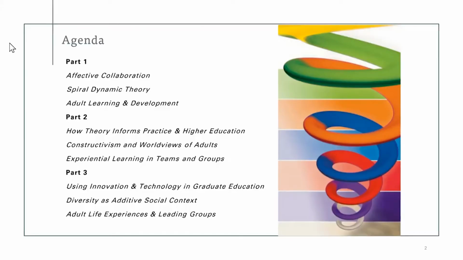Our agenda is going to begin in 3 parts. The first part, where I'm going to talk about affective collaboration, spiral dynamics in adult learning and development. Then that'll be followed by Pam's portion, where she'll talk about theory that informs practice in higher education, constructivism and worldviews of adults, and experiential learning in teams and groups. And then Jeff is going to talk about using innovation and technology in graduate education, which is really interesting because that's the chapter we're covering today for this module. He'll also talk about diversity as additive social context, and then adult life experience and leading groups.